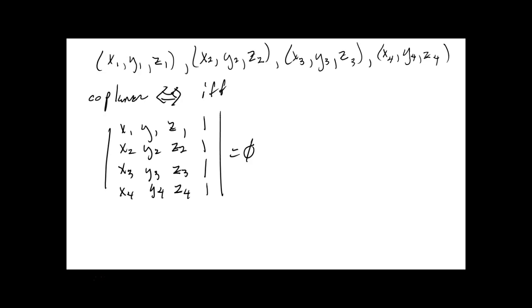But of course, any three of them will be in a plane. Three points defines a plane. But if the fourth point is not in that plane, then the determinant will not be 0. If that fourth point is in that same plane, then the determinant will be 0.